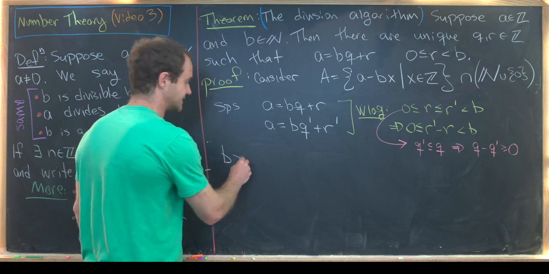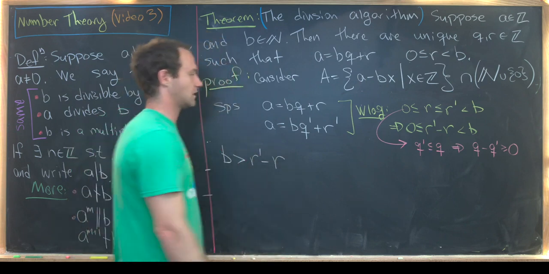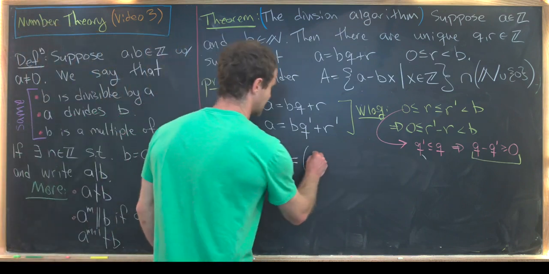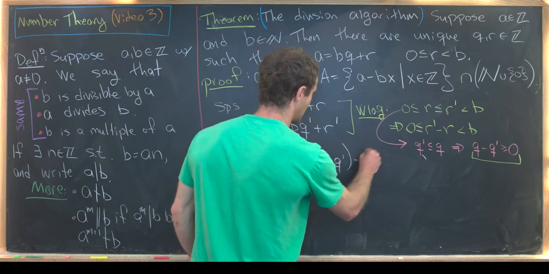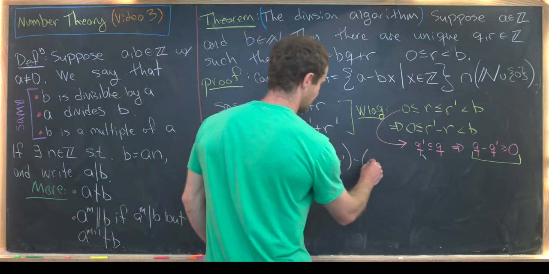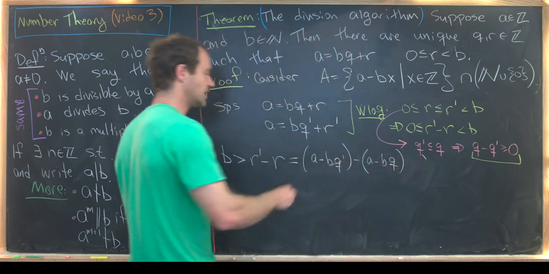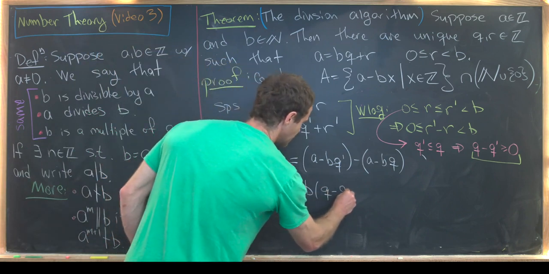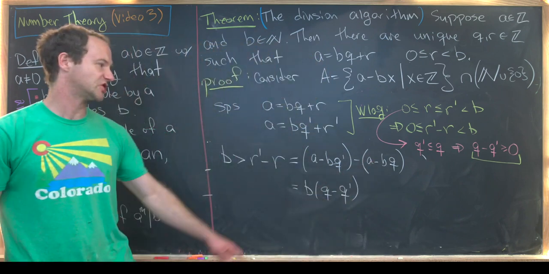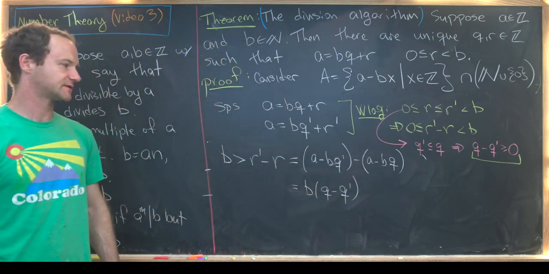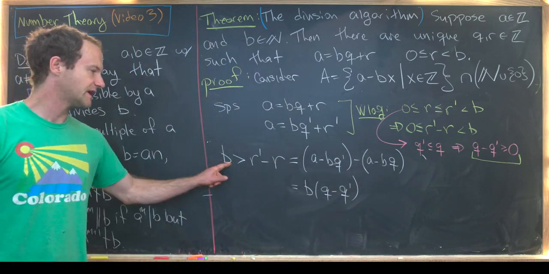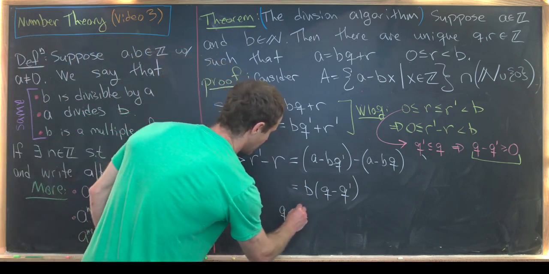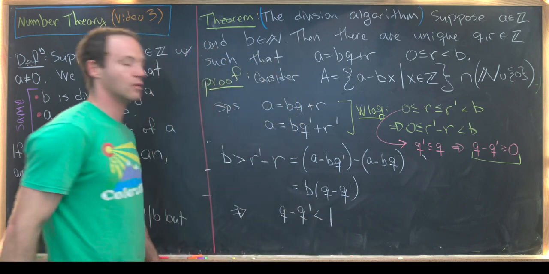So we've got B is bigger than R prime minus R. But now moving some things around, we see that R prime can be rewritten as A minus B times Q prime, and R can be rewritten as A minus B times Q. The A minus A's cancel, and we're going to be left with B times Q minus Q prime, where some sign changed because of these double negatives. Okay, but now we can divide both sides of this by B, and that will tell us that Q minus Q prime is less than 1.